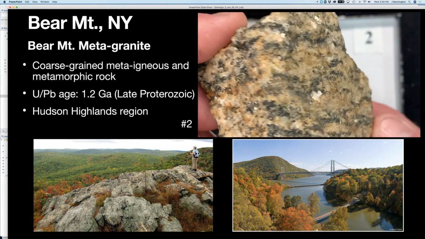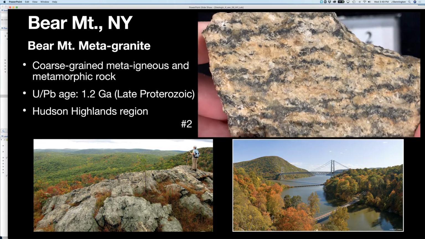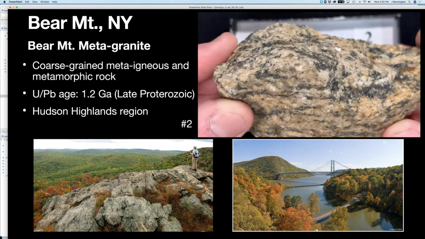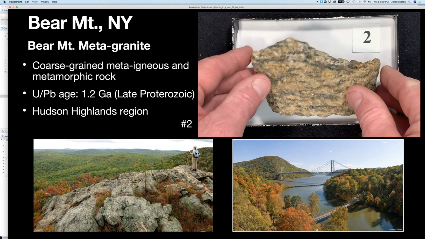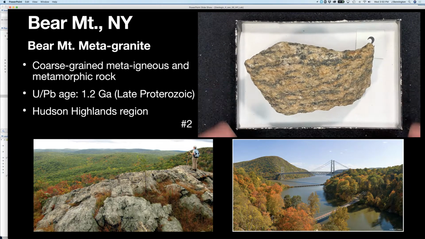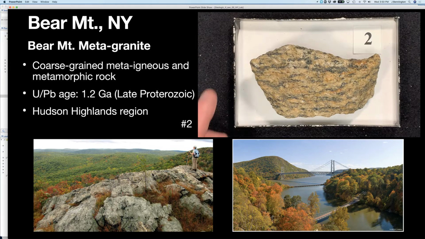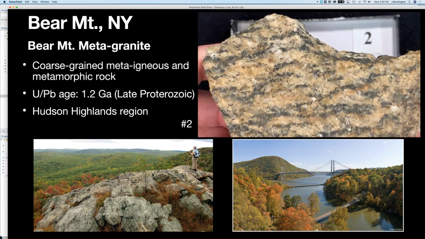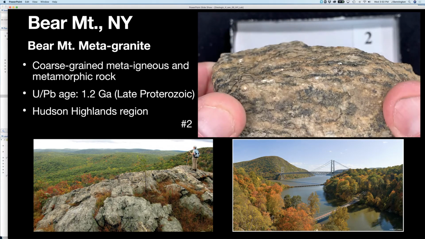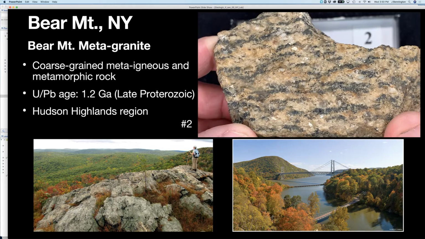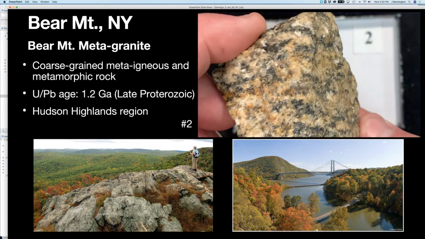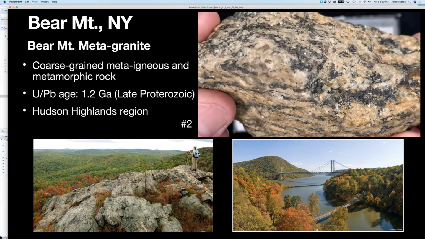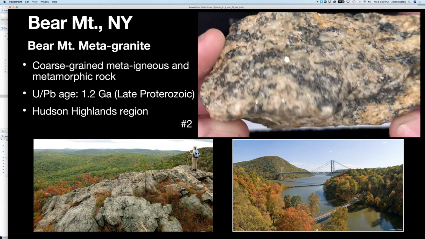The uranium-lead age for the rock in the Hudson Highlands, including the Bear Mountain metagranite, is the same age as the Fordham gneiss. So we're talking about, again, the basement rock underneath eastern North America from the late Proterozoic. And if you travel around the Hudson Highlands, you see examples of metagranite, you see examples of other types of meta-igneous rock like metadiorite, and you see lots and lots of high-grade metamorphic rock like the Fordham gneiss.